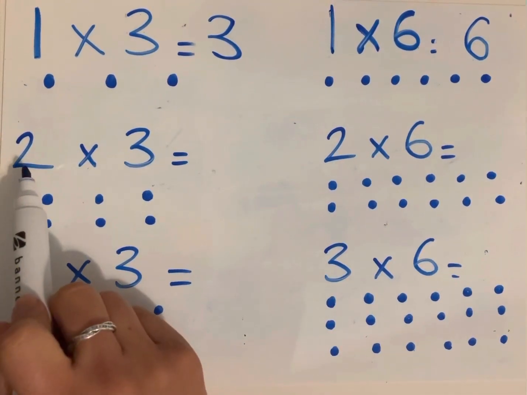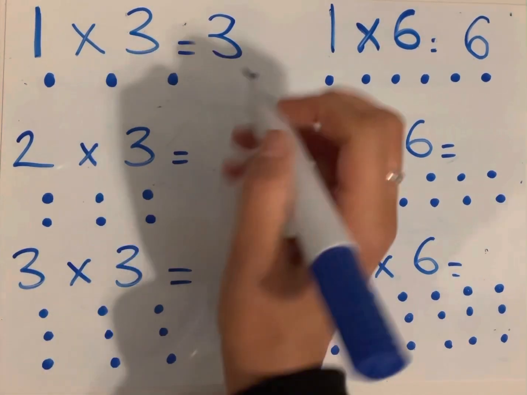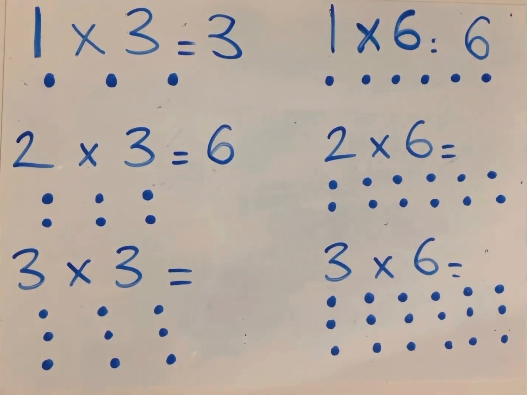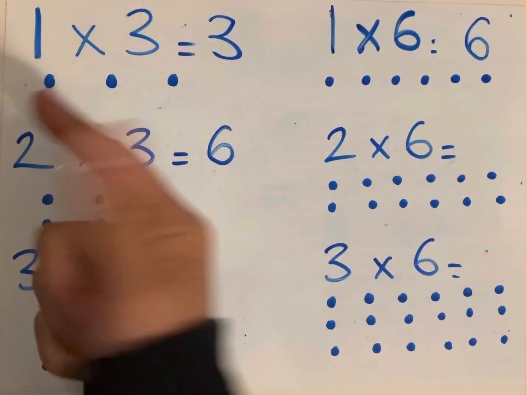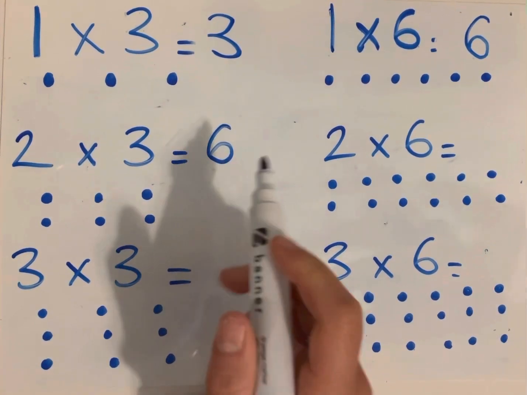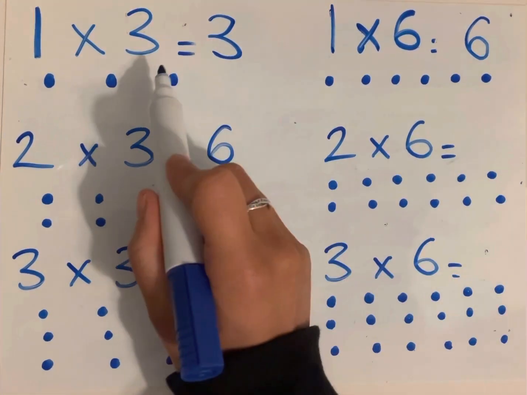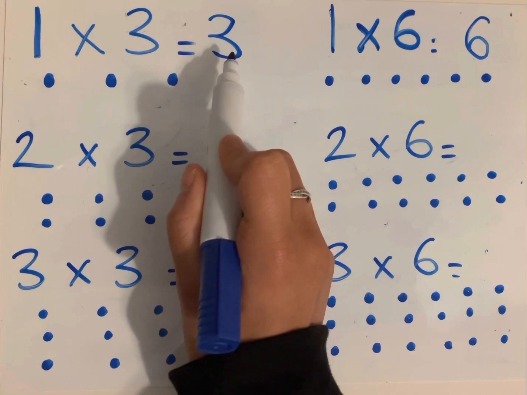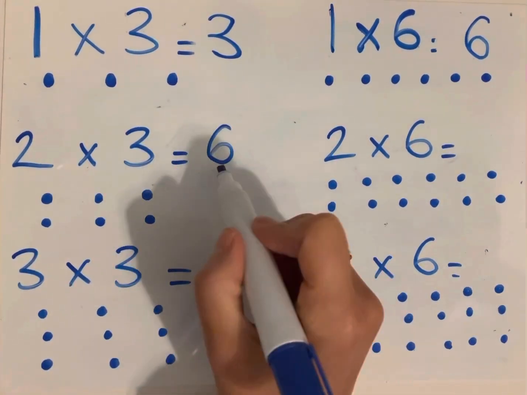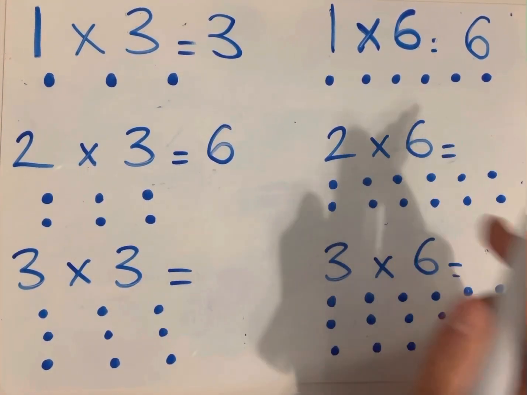Okay, so 2 times 3 is 6. And we know that because we know our 3 times tables. So 3, 6. And then what do we need to do to 6 to get 2 times 6 if we know that 1 times 3 is 3 and we doubled that to get 1 times 6? We need to double 6 to get 2 times 6.